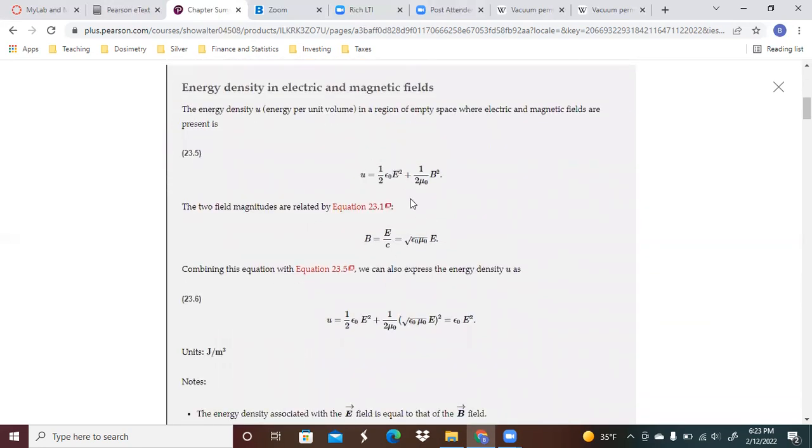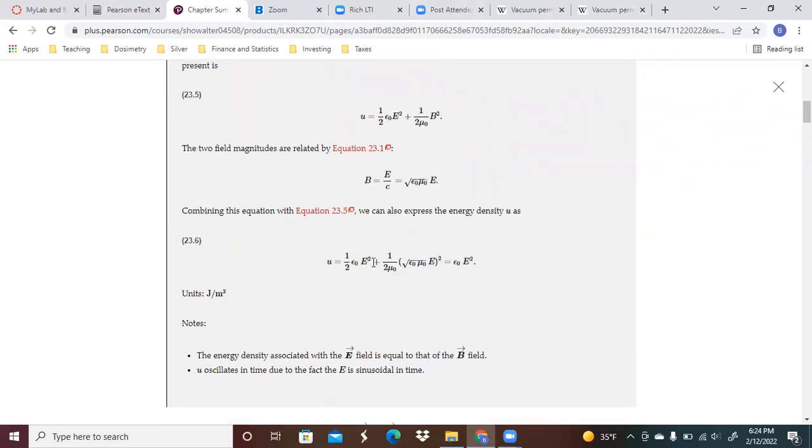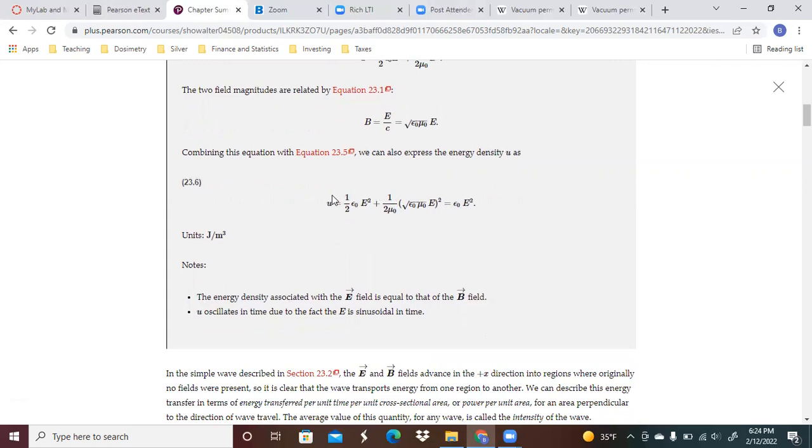The energy density in a region of empty space where electric and magnetic fields are present is going to be this. The energy regarding the electric field is here. For the magnetic field, you're going to see it here. The two fields, of course, are related by this particular equation, which we've gone over before. You combine this equation with 23.5, and we can express the energy density in the following ways.